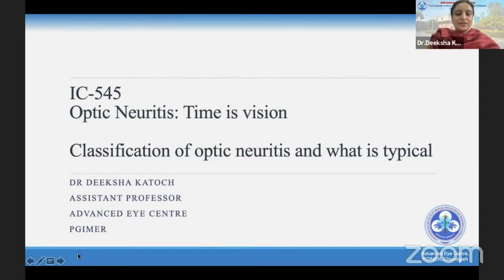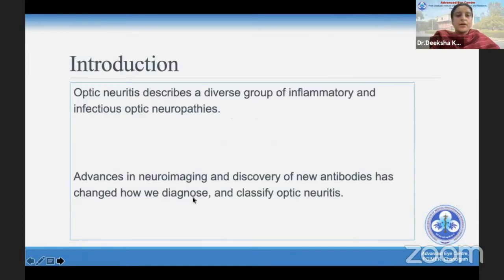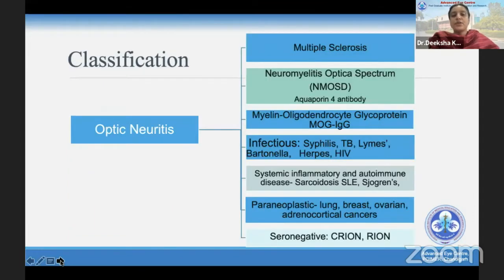Okay, so the topic given to me is optic neuritis, time is vision, and the classification of optic neuritis and what is typical. Optic neuritis describes a diverse group of inflammatory and infectious optic neuropathies. The advances in neuroimaging and the discovery of new antibodies have changed how we diagnose and classify optic neuritis.